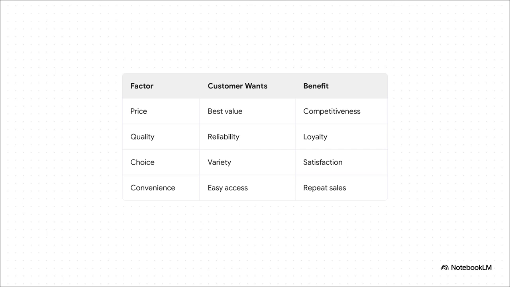Now, what's really interesting here is that there are 4 core pillars of customer needs: price, quality, choice, and convenience. If you can understand these, you essentially unlock business success. Customers want the best value price, which lets you offer competitive promotions. They expect reliable quality because that's what builds incredible brand loyalty. They absolutely crave choice, meaning if you offer variety, they're way more likely to find exactly what they want and leave satisfied. And convenience? Well, in today's world of fast delivery and super easy apps, making the buying process effortless is what leads to repeat sales. Meet these 4 needs and you're golden.